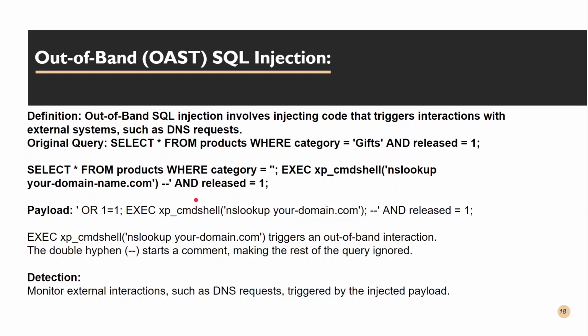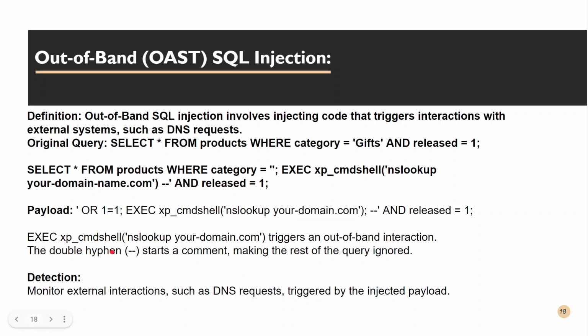So first of all, we are selecting everything from product where category equals to nothing. Then we are using the exec function to execute a standard stored procedure. And then we are executing a system level command, nslookup. Then we supply our domain name here. Then we can comment out other parts of the query.